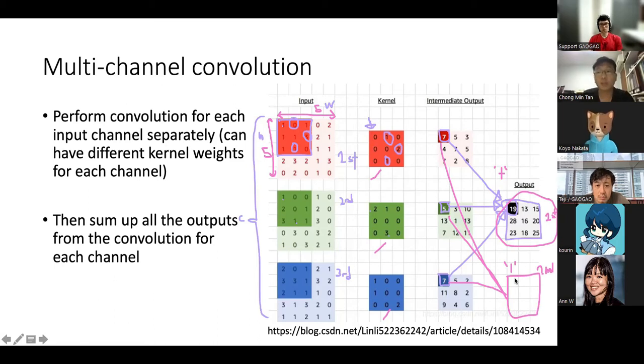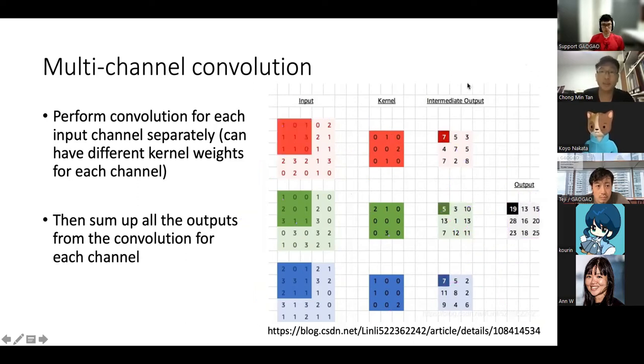Okay, that's quite complex. I'll pause here for a while. Any questions on this multi-channel convolution? Okay, all clear, because this is the most important slide right now for CNNs. If you understand this, you understand most of CNNs already. I'll move on. If you have any questions, feel free to just interrupt me, okay?